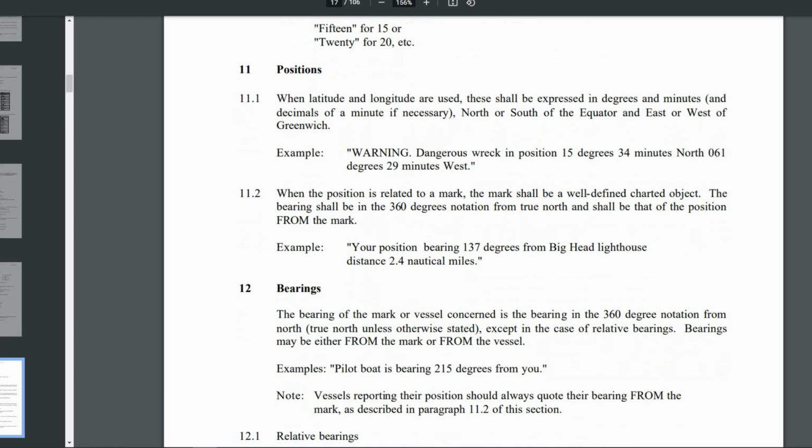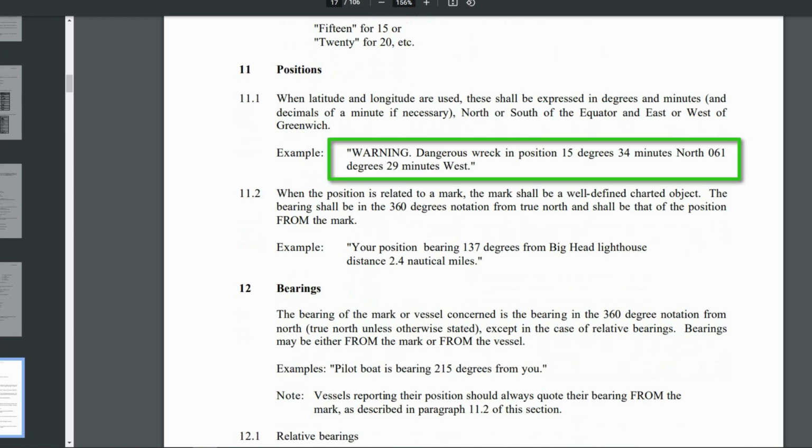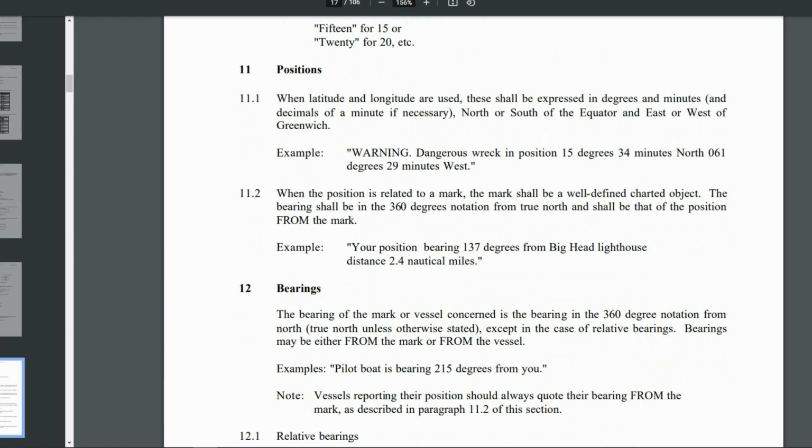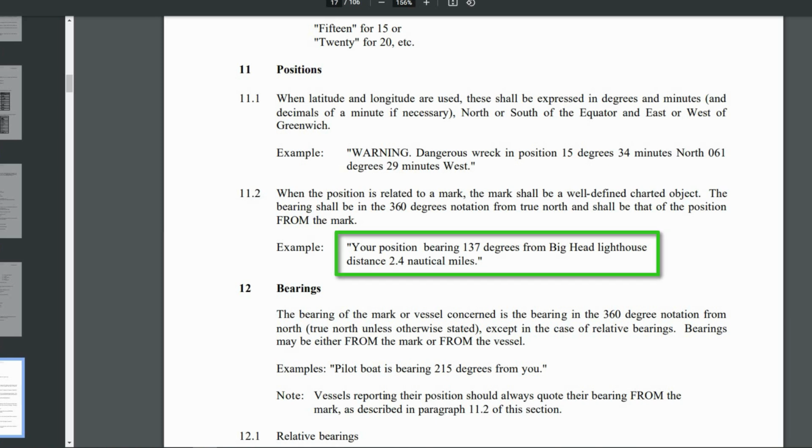11.1. When latitude and longitude are used, these shall be expressed in degrees and minutes, and decimals of a minute if necessary, north or south of the equator and east or west of Greenwich. Example: "Warning. Dangerous wreck in position 15 degrees 34 minutes north, 061 degrees 29 minutes west." 11.2. When the position is related to a mark, the mark shall be a well-defined charted object. The bearing shall be in the 360 degrees notation from true north and shall be that of the position from the mark. Example: "Your position bearing 137 degrees from Big Head Lighthouse, distance 2.4 nautical miles."